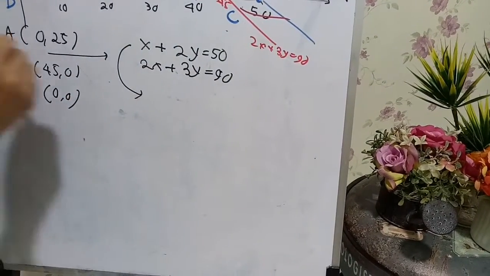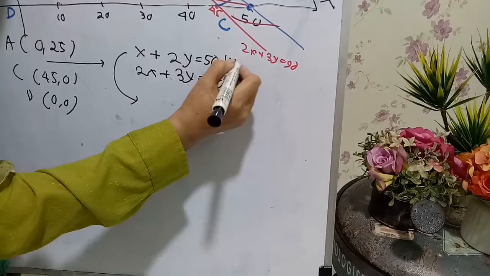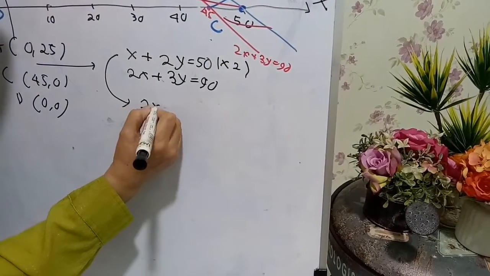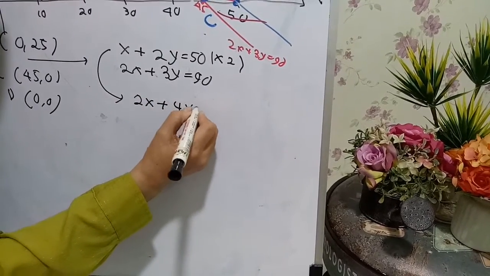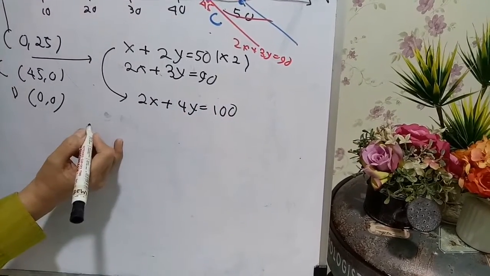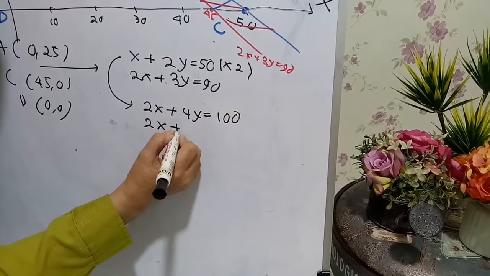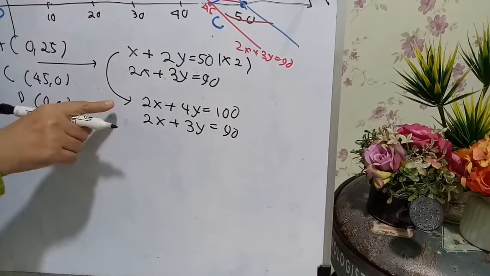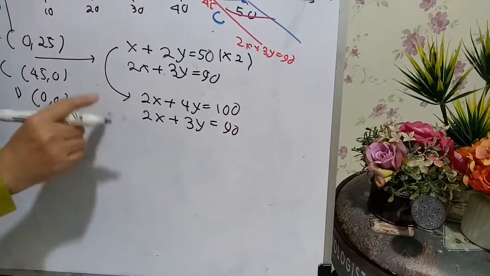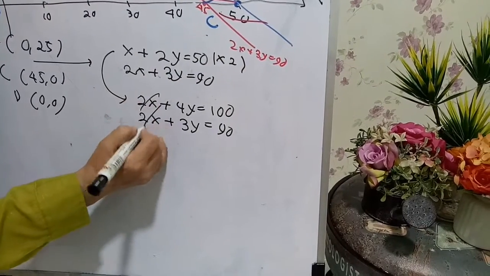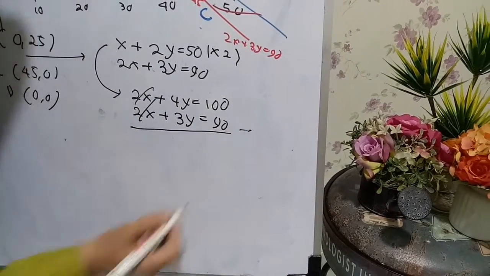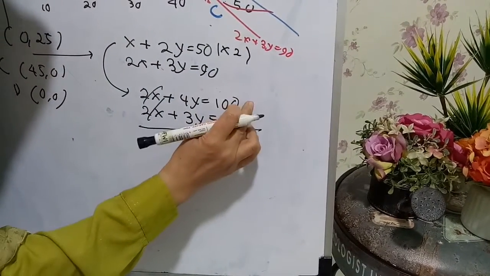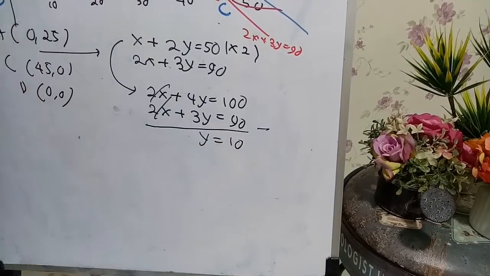We have to multiply the first line by 2. Now it becomes 2x plus 4y equal to 100, and then this is 2x plus 3y equal to 90. We use elimination, so we have to eliminate the x. Subtracting, 4y minus 3y is y, and 100 minus 90 is 10.